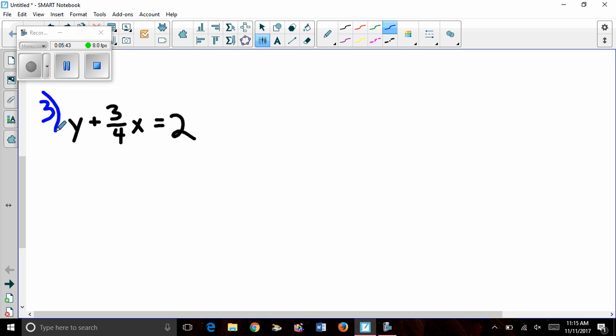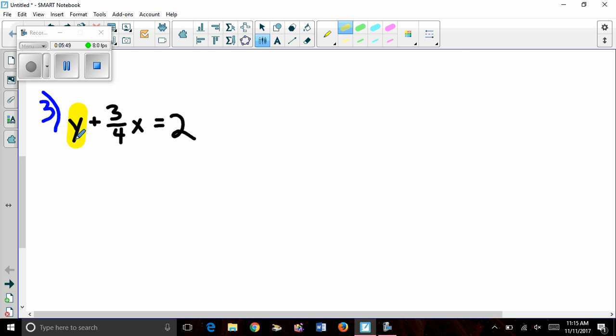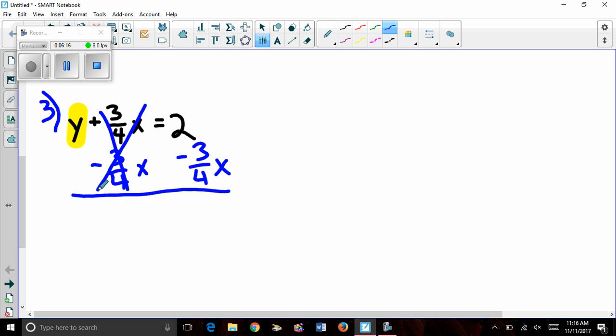All right, so now that you've had time to do that, let's take a look. Again, I need y by itself. Therefore, I'm going to add and subtract whatever piece is not y out of the way. We have a positive 3 over 4x. Therefore, I can subtract 3/4 times x on each side, minus 3/4 x. Canceling these out, I get y equals negative 3 over 4x plus 2.